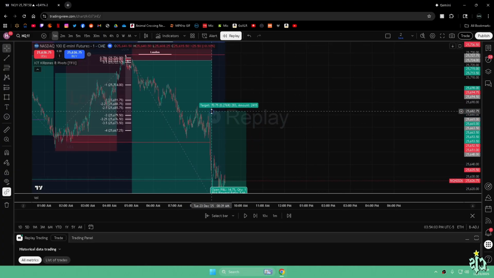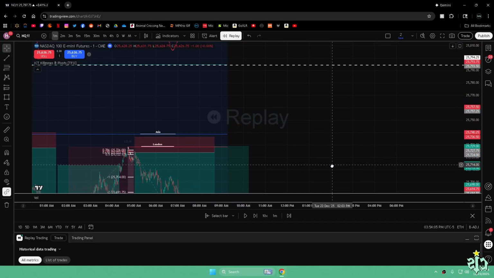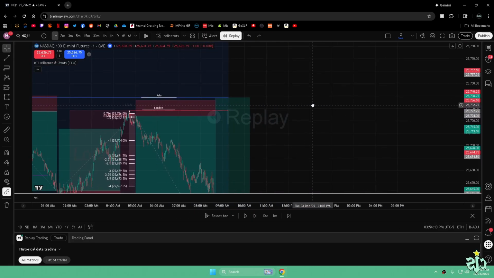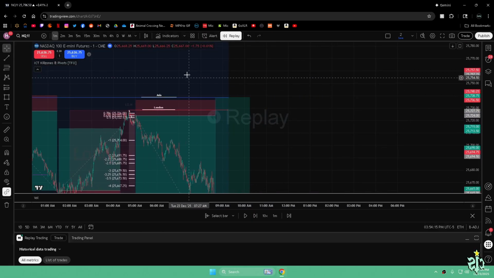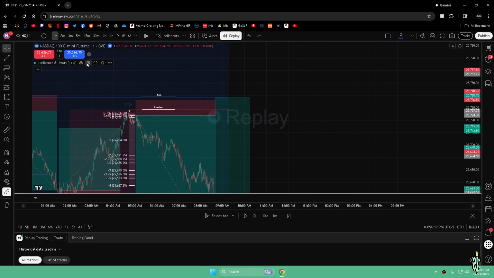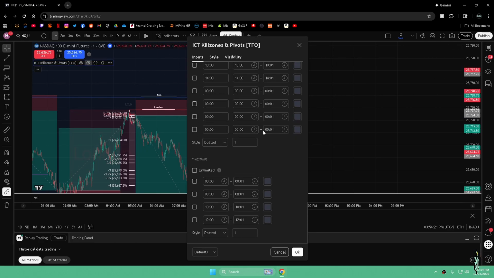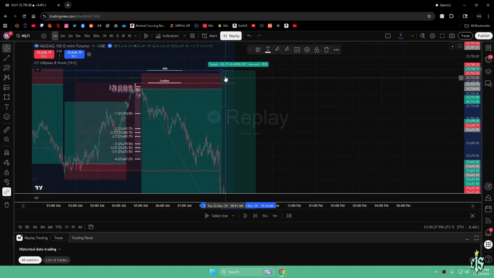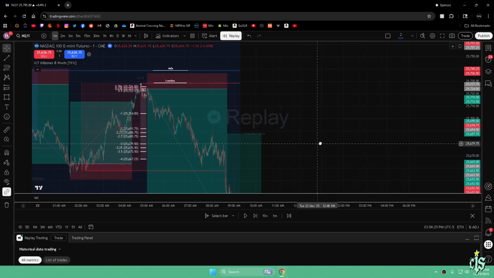Now, I did say in chat that you could aim for this right here, which would be 738, right? That's a good target because it's Asia highs, and we're anticipating a reversal to break those. So technically I should have got in and stayed in, but I got out at True Day open.